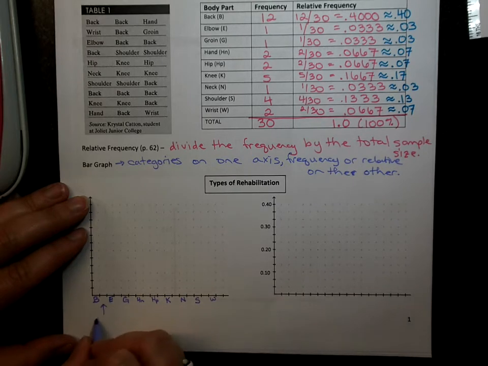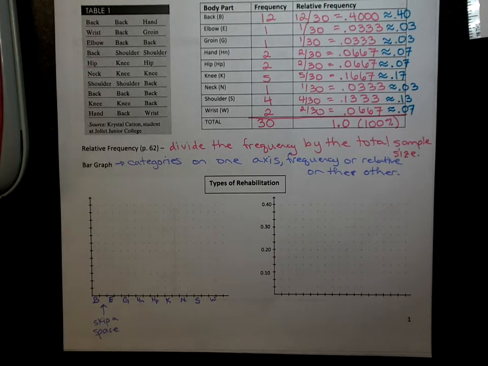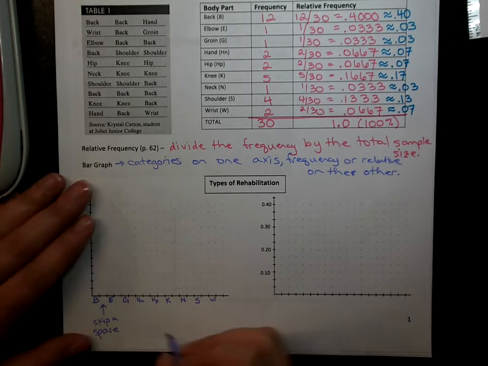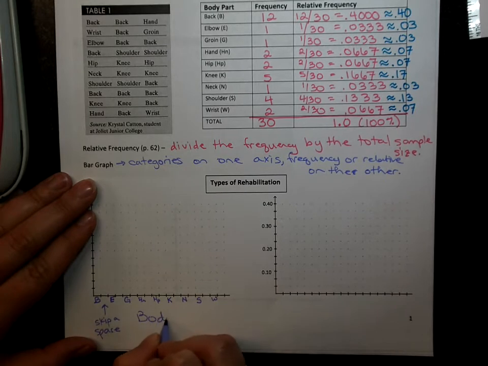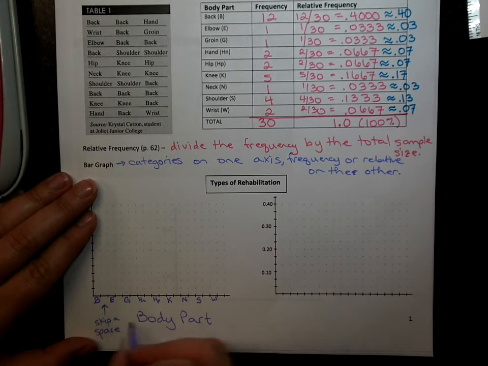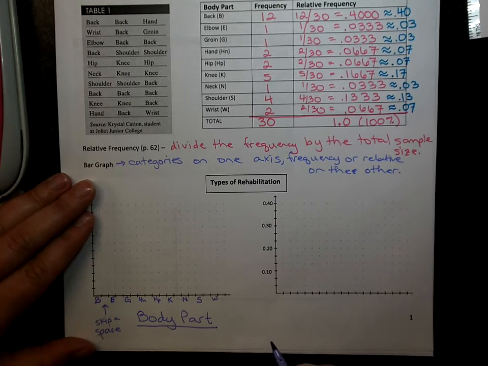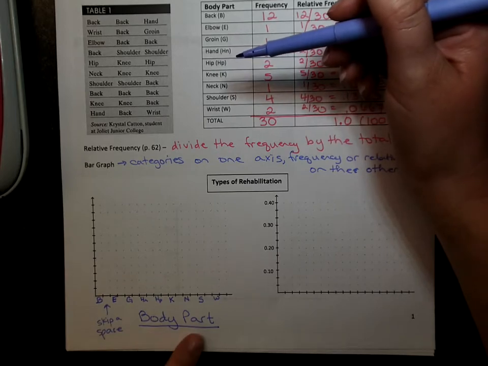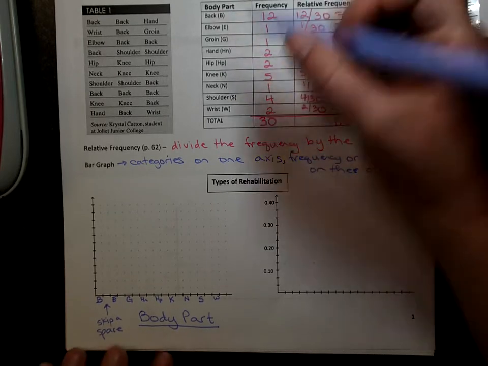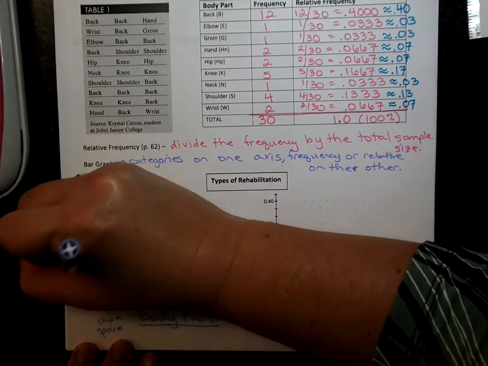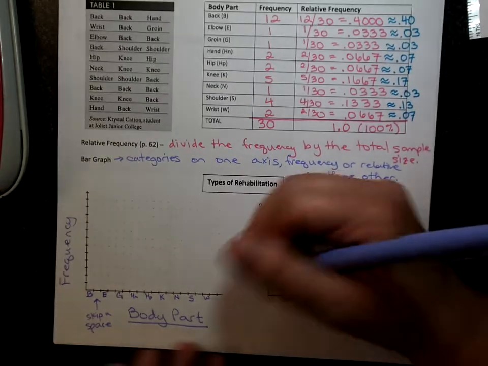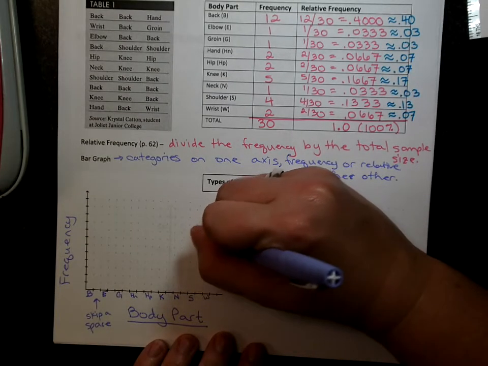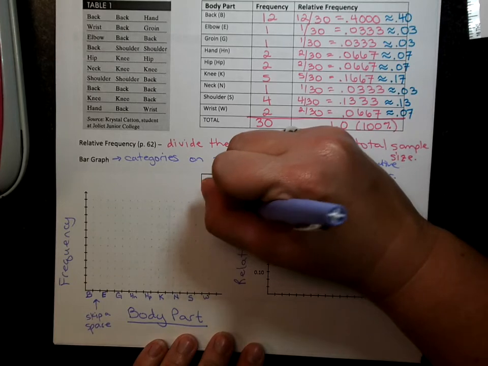So you might want to make a note that we skip a space between each category. Bar graphs have to have those spaces, and each bar is going to be of equal width. So we have the body part along the x-axis, along the horizontal. You always want to label specific to the problem. So whatever these categories are, you want to label what they are. Are they the body part? What are they? So be specific to the problem. Along the vertical, we're going to do frequency. And then on the second graph, we're going to do the same thing with relative frequency.